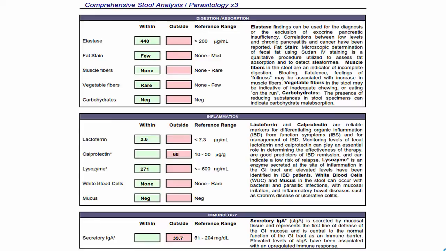The next section looks at inflammation. Inflammation is very critical, especially in the bowel, because this could be a hidden source of chronic inflammation for many people and be a driver to many other health problems. We also get to look at immunology. Your immune system is predominantly found in the digestive tract. In fact, 80% of it is found in the digestive tract. So we want to have a robust immune system in our gut in order to have systemic health in our body.